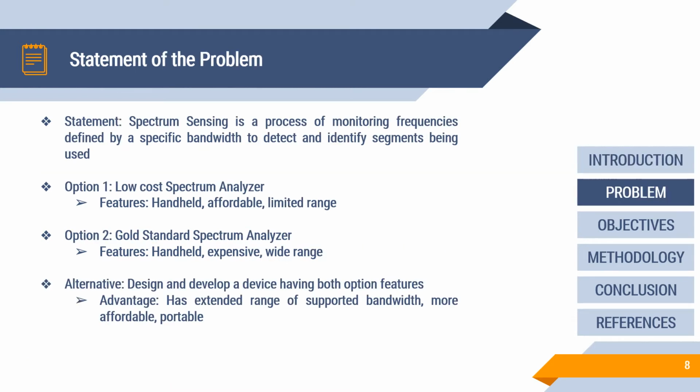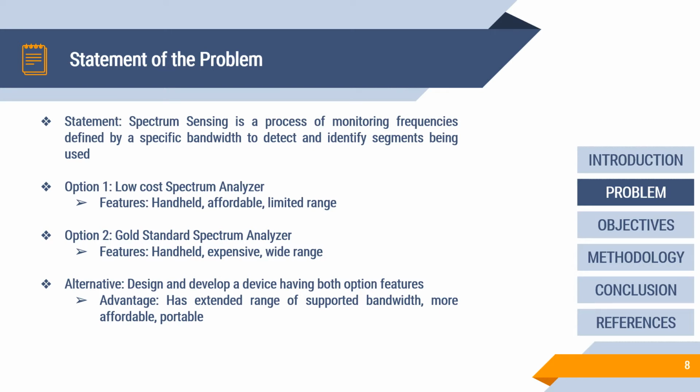Here's the statement of the problem. Spectrum sensing is the process of monitoring frequencies defined by a specific bandwidth to detect and identify segments being used. The spectrum analyzer is the device used to measure the signals, which can be low cost but has limited frequency range, or wider range but is costly.